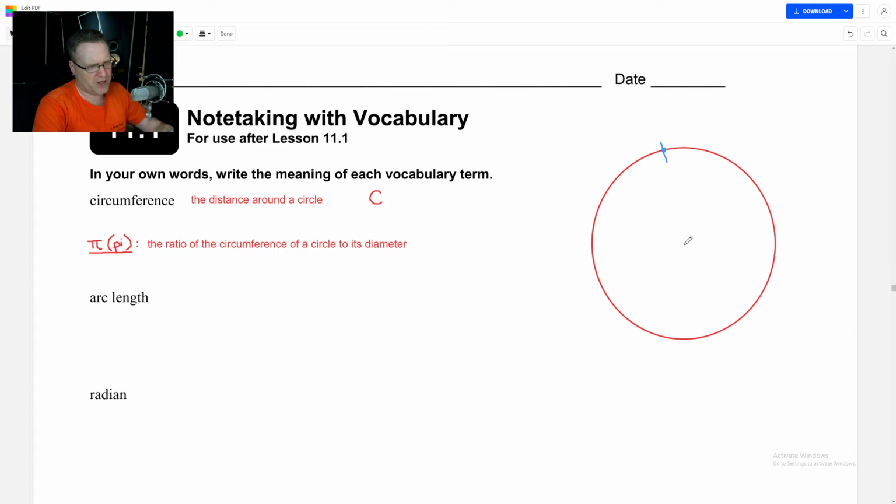Well, let's talk about what that means. If we take the center of this circle, let's say this point right here is the center of the circle, and if I draw a diameter, do you guys remember what a diameter is? We talked about it before.